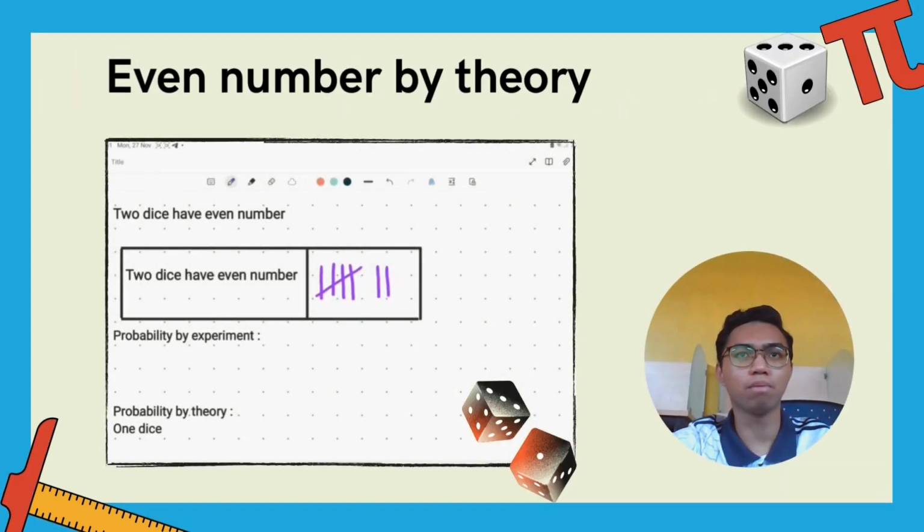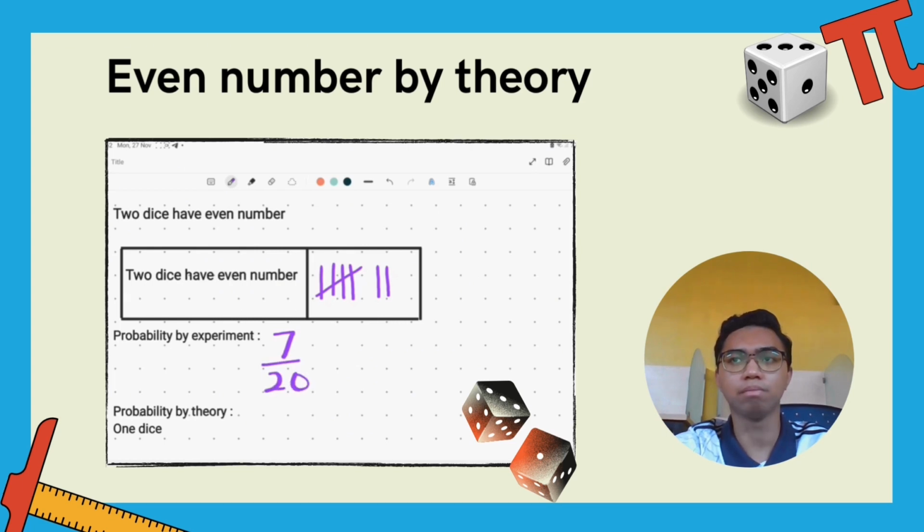For the experimental probability calculation, we will be using the tally chart result that we got from the video that we already showed you just now. From the tally chart result of getting an even number for both dice for 20 trials of rolling the dice, we can see that 7 out of 20 trials of the experiment match our objective of getting an even number for both dice. So the probability of getting an even number for both dice is 7 over 20 for the experimental probability.